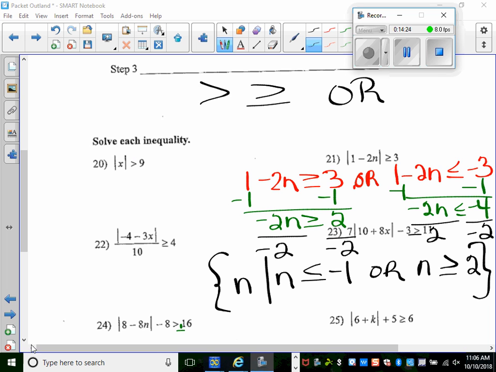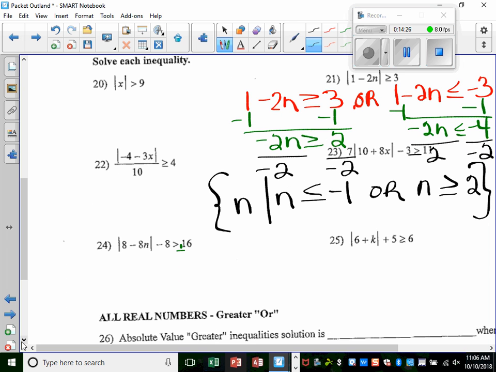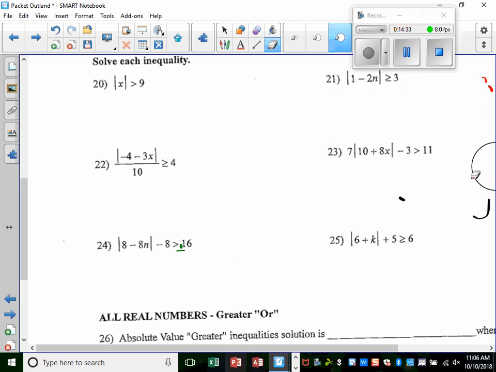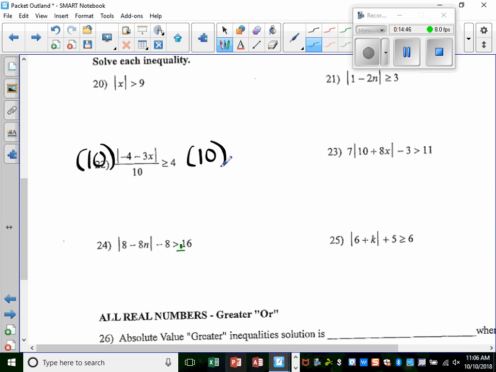All right, let's go ahead and do question number 22. So in question number 22, what do we do first? Because you guys should at least know how to solve it. We have to isolate the bars. So what is the first thing I would do? Yes. Multiply by 10. Very good. So we're going to multiply both sides by 10. So that's going to give me the absolute value of negative 4 minus 3x is greater than or equal to 40.